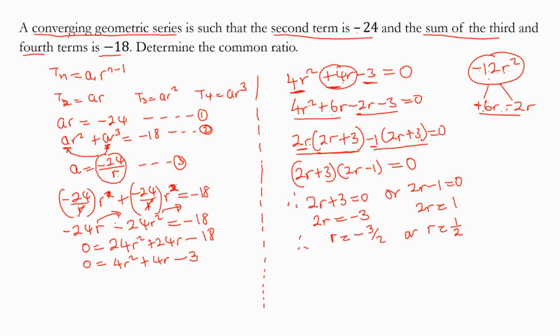We're given that this is a converging series. Remember, for a converging series, your R should be greater than negative 1 but less than 1. This one is out because it is less than negative 1. This is negative 1.5, so it's less than negative 1, so it's out. So we remain with this. Your R must be a proper fraction. A proper fraction can be a negative proper fraction or a positive proper fraction. A proper fraction is where the numerator is less than the denominator. So therefore, R is equal to 1 over 2.